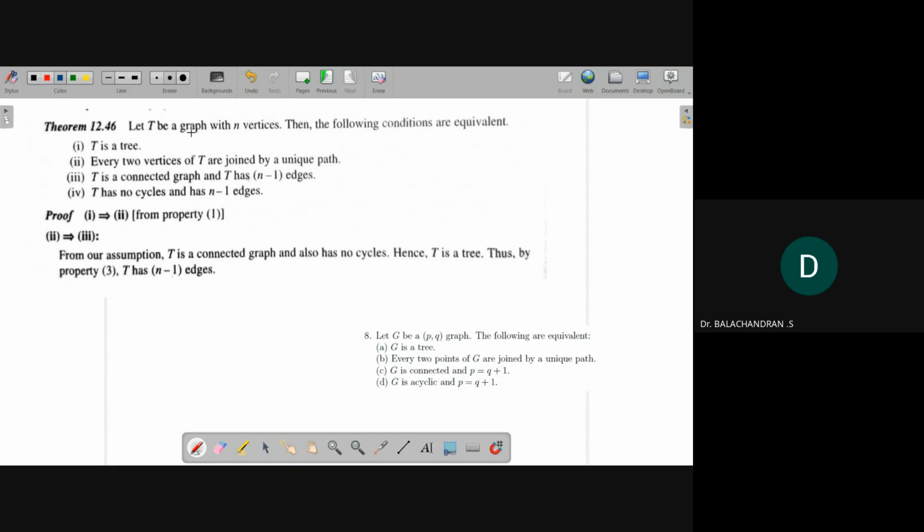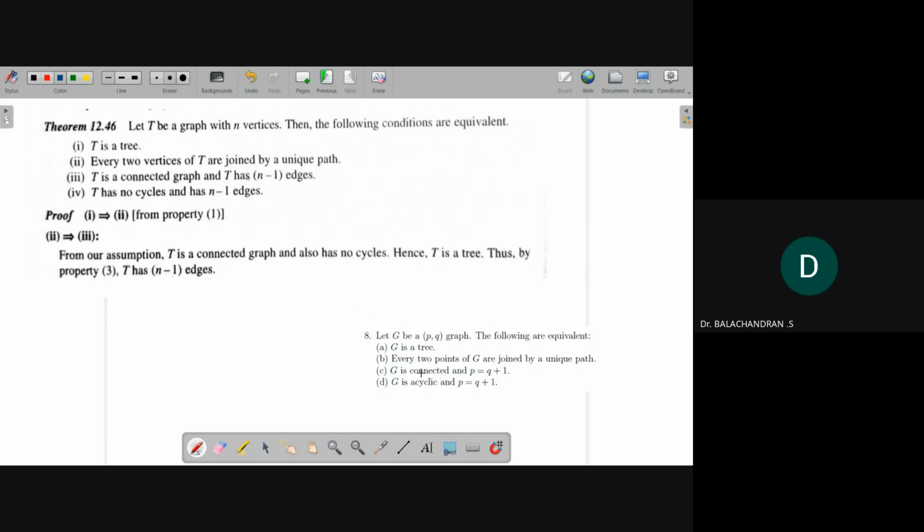Let T be a graph with n vertices. Then the following conditions are equivalent. The first one is T is a tree. The second one is every two vertices of T are joined by a unique path. The third one is T is a connected graph and has n minus 1 edges. The fourth one is T has no cycle and has n minus 1 edges.